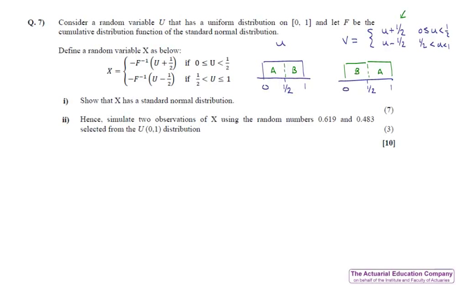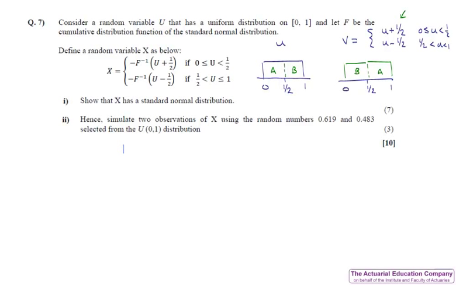Now how does this help us? Well, to show that X has a standard normal distribution, there are two approaches you could do. One is to obtain the MGF of X and to show it has the MGF of a standard normal. And the second is to obtain the distribution function of X and to show it has the distribution function of a standard normal. Given that we are working with F in this question, which is the CDF, then the second method is the one we're going to go with, and this method is called functions of a random variable.